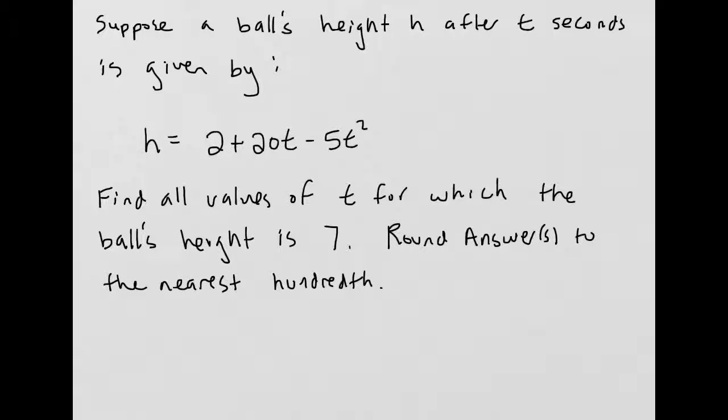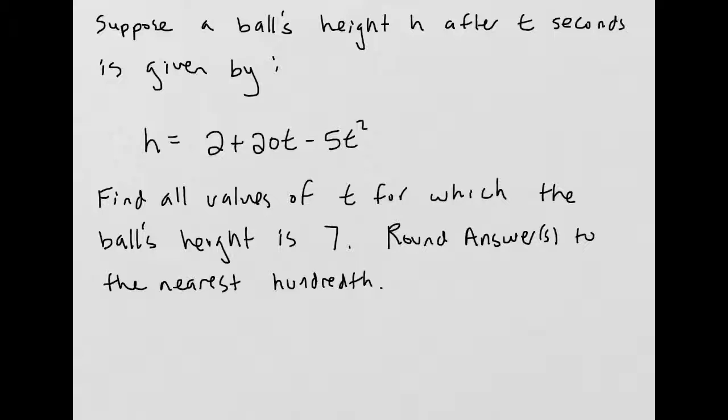Hello and welcome. In this video, we're going to be discussing how to solve a word problem involving a quadratic equation. So let's read through this word problem. Suppose a ball's height h after t seconds is given by the formula h equals 2 plus 20t minus 5t squared. Find all values of t for which the ball's height is 7. Round answers to the nearest hundredth.